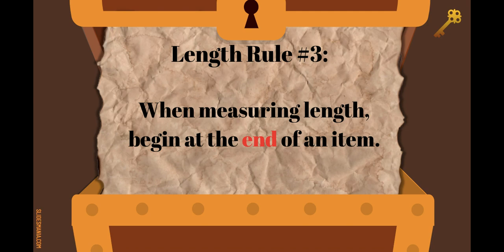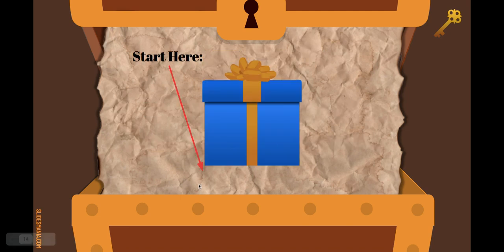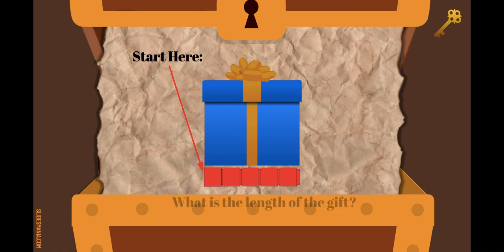Rule number 3 for length was when you're measuring it, you've got to begin at the end of an item. So that means you start right here at the end. If you start somewhere in the sides or in the middle, you're not going to get the full length of the object. You have to start at the very, very end and go all the way where each piece is measured or each piece is touching to the very other end. So the length of this gift would be 5 cubes long.